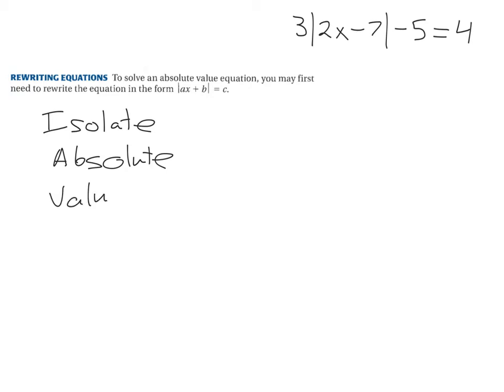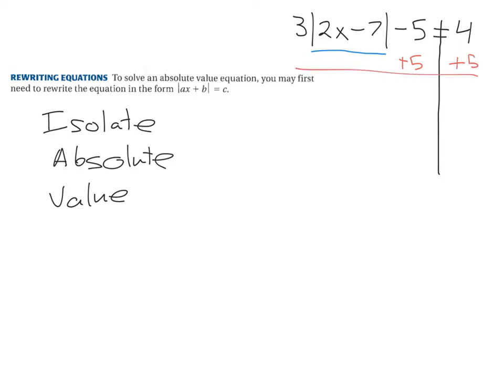Now, to do this, we use the same tools we use to solve any type of equation. We use the inverse operations to isolate what we want. So in this case, I want to isolate the absolute value right here. And to do that, I'm going to add 5 to both sides, just like I was solving for a variable. I add 5 to both sides.